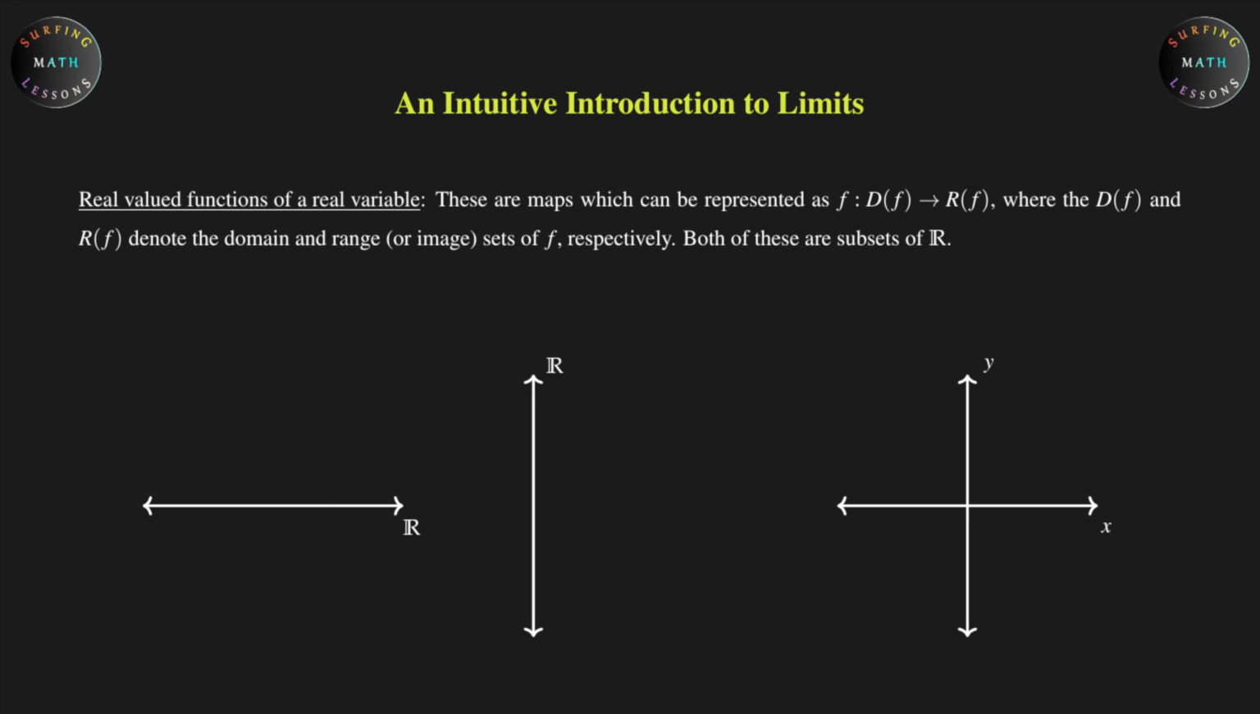To better visualize these objects, we take two different copies of the real line and consider on each copy either the domain set or the range set, but not both. We then construct the Cartesian product of these two copies, and in this new setting, we can visualize the function throughout the use of its graph.